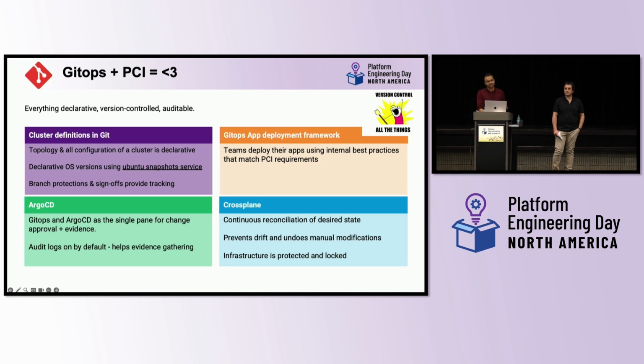GitOps and ArgoCD act as a single pane for change, approval, and evidence. PCI is all about evidence gathering and approval and documentation and all of that stuff. This makes the path towards it super easy. Crossplane also helps us extend that to infrastructure too. So any manual modification that anyone does to the state of their cluster is instantly reconciled and put back. Crossplane also has management policies that help us prevent accidental deletion of resources as well.